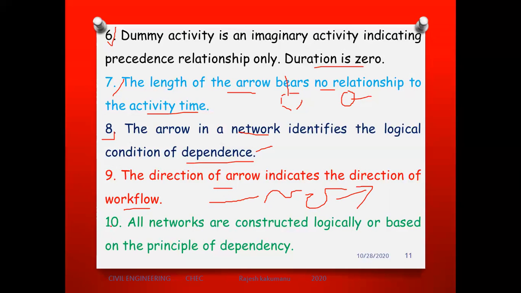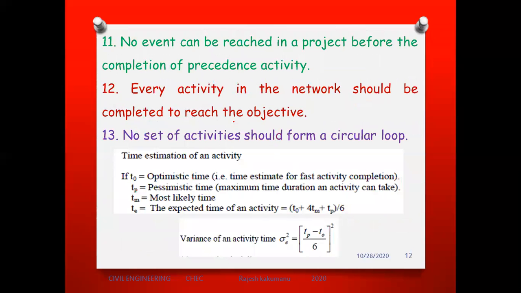Next one. All networks are constructed logically or based on the principle of dependency. Okay na? All networks are constructed logically, but the principle is based upon dependency. Okay, next, 11th point is: no event can be reached in the project before the completion of the preceding activity. So whenever the problems are shown, I will show what all these meanings relate to.